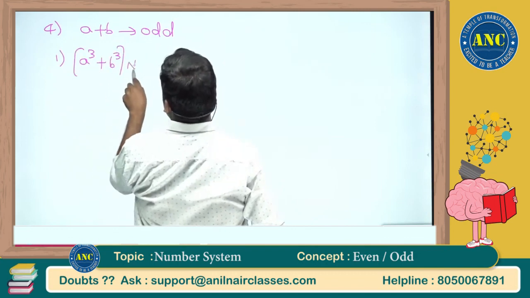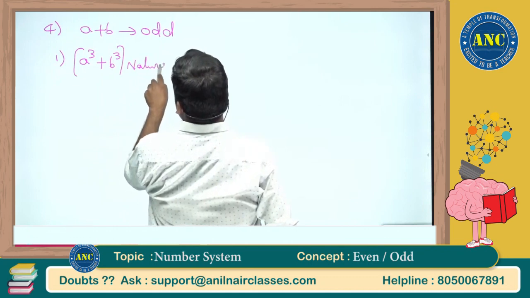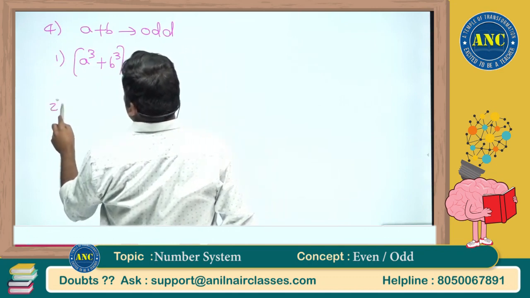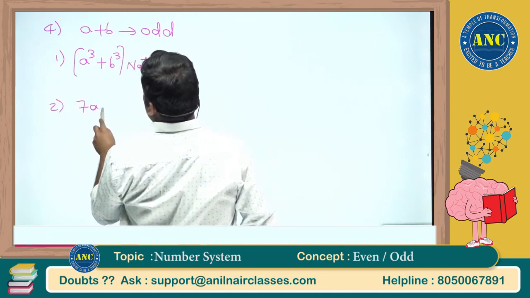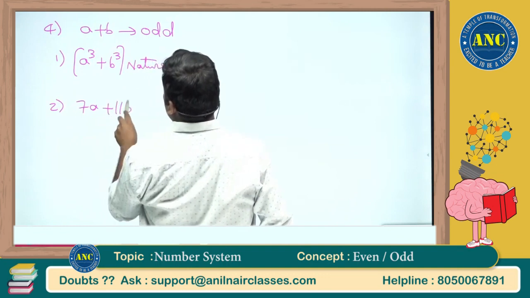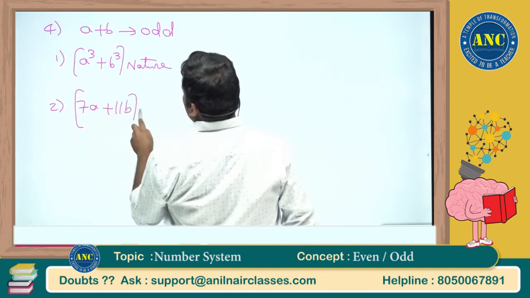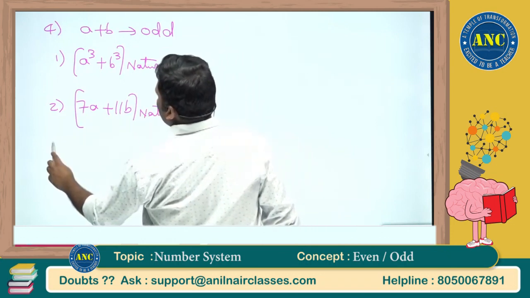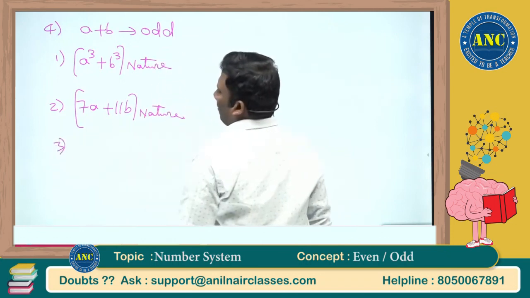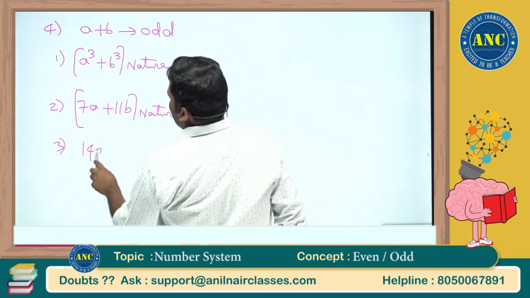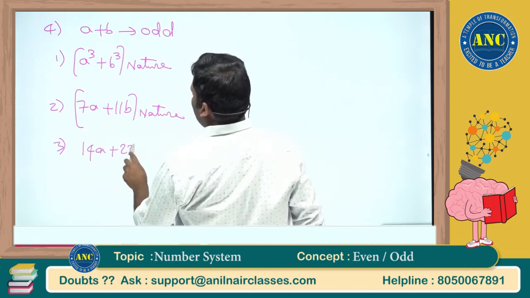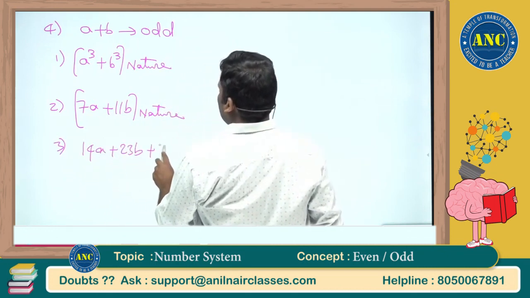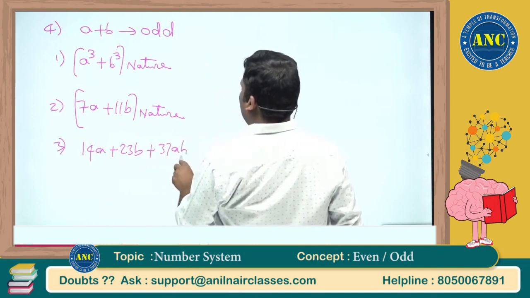First question: A cube plus B cube, nature. Second question: 7A plus 11B, nature. Third question: 14A plus 23B plus 37AB, nature.